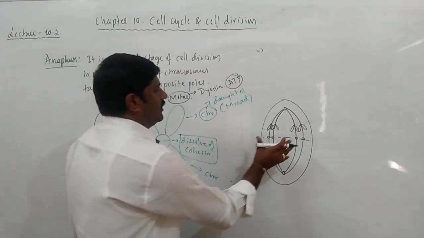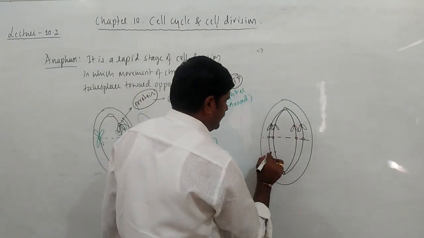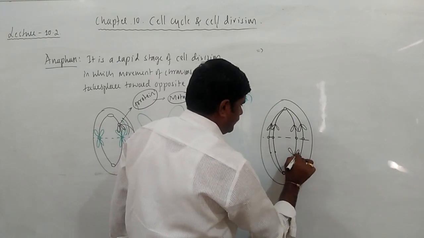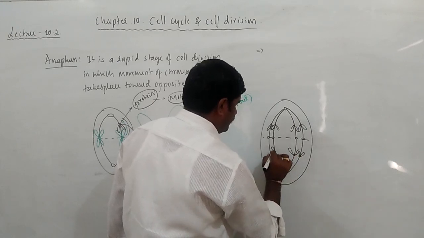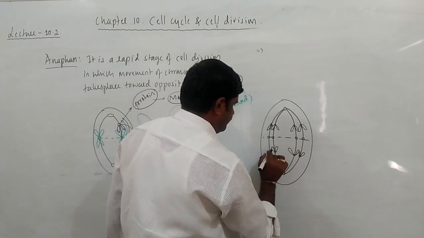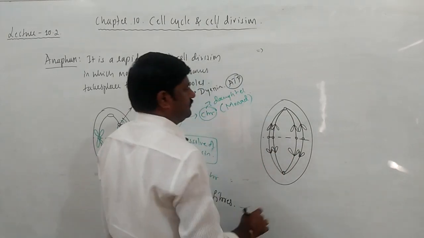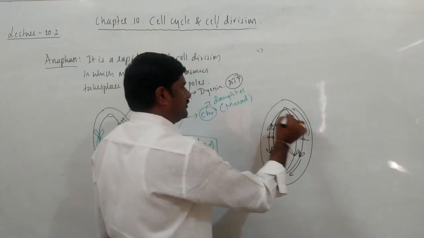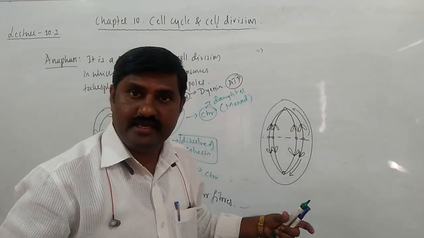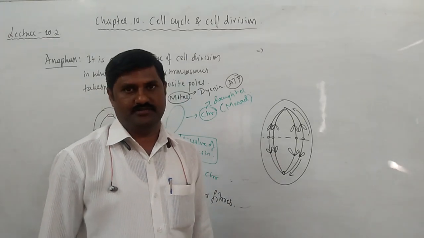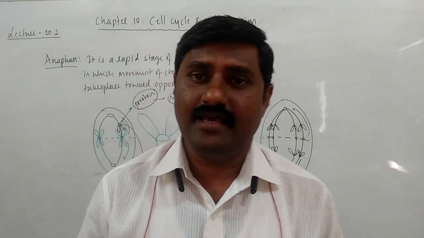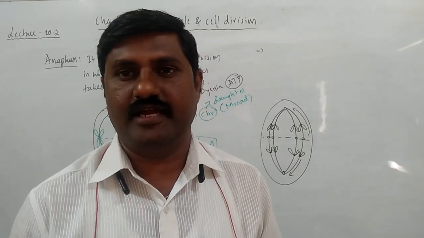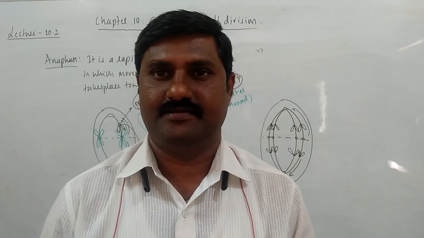Chromosomes are moving in this direction, and simultaneously other chromosomes are moving in this direction. So these are moving this direction, these are moving this direction. They are moving totally towards the opposite poles, right? So this is how the rapid movement of the chromosomes takes place in anaphase.